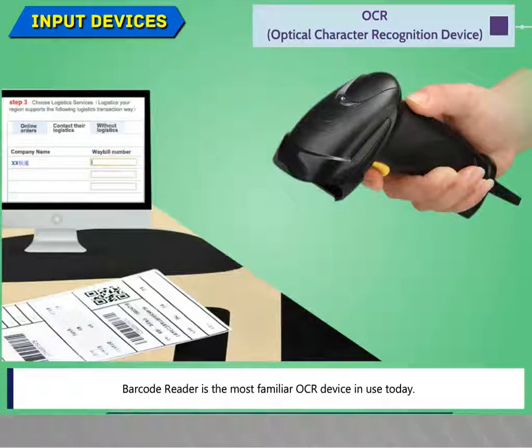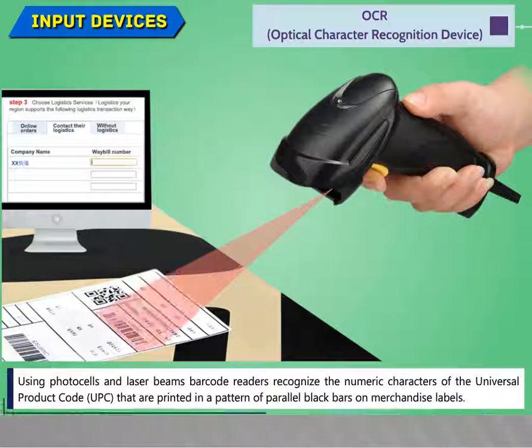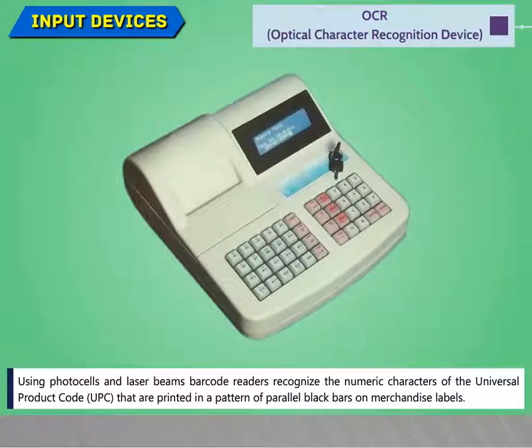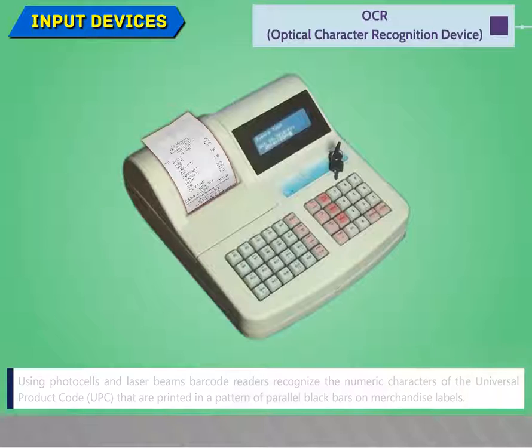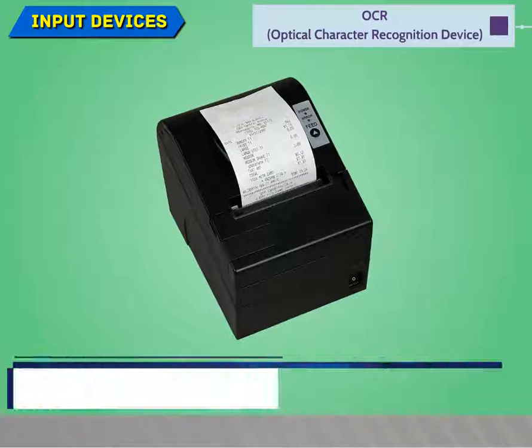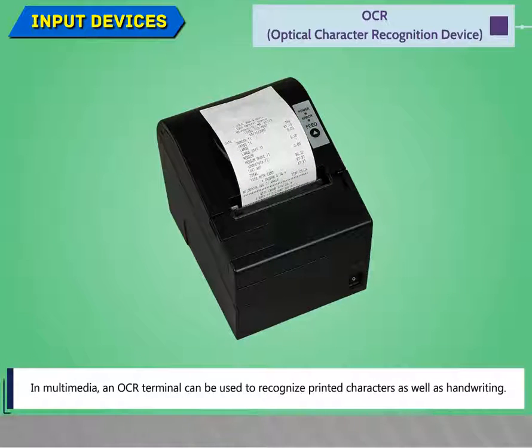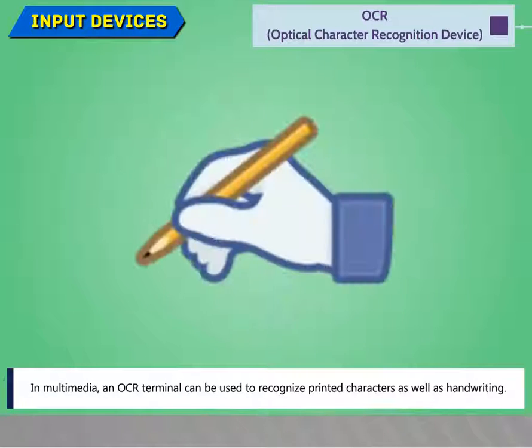Barcode reader is the most familiar OCR device in use today. Using photocells and laser beams, barcode readers recognize the numeric characters of the universal product code that are printed in a pattern of parallel black bars on merchandise labels. In multimedia, an OCR terminal can be used to recognize printed characters as well as handwriting.